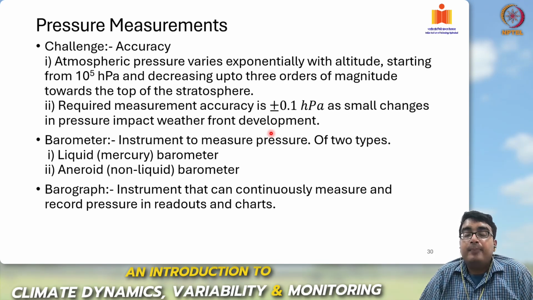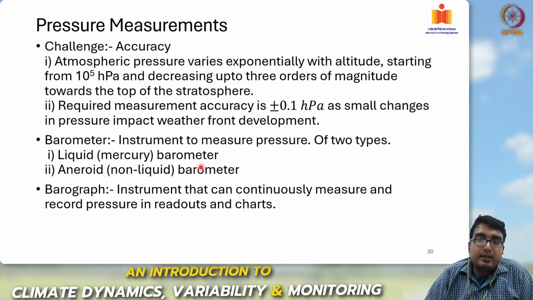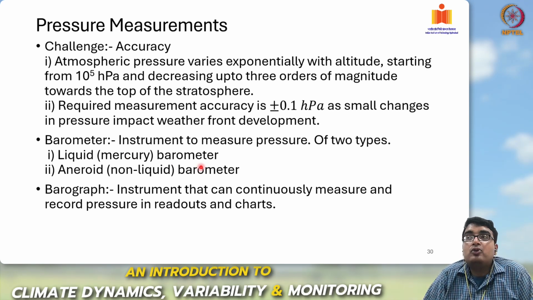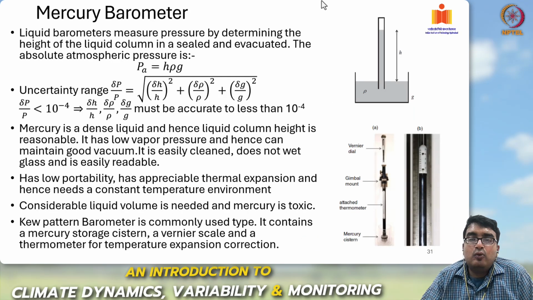The pressure measuring devices are called barometers. They are of two types: a liquid, usually a mercury barometer, and a non-liquid, usually called an aneroid barometer. So barometer is the pressure measuring device made up of two types: liquid barometer and aneroid barometer. And we have something called the barograph, which is an instrument that can continuously measure and record pressure in readouts and charts. So first, we will look into the liquid barometer or a mercury barometer.